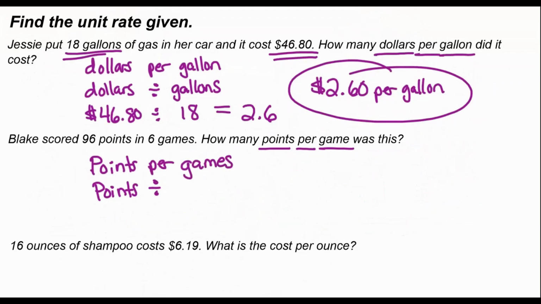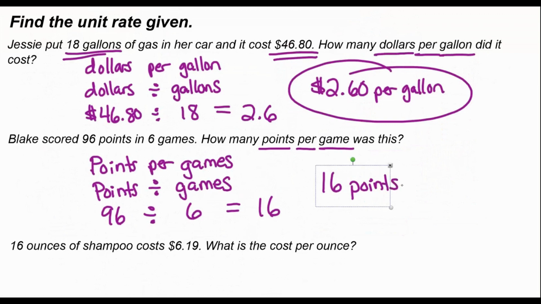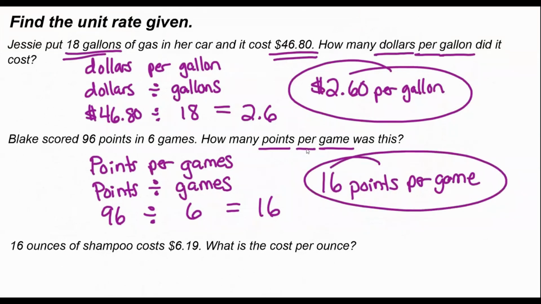I was thinking about the last problem. Points per game. So I'm going to take the number of points divided by the number of games that he played. The number of points he scored was 96. I'm going to divide that by the number of games he played, which is 6. 96 divided by 6 is 16. That tells me that Blake scored 16 points per game, not points per gallon. That doesn't make any sense. And there's my unit rate for that situation.